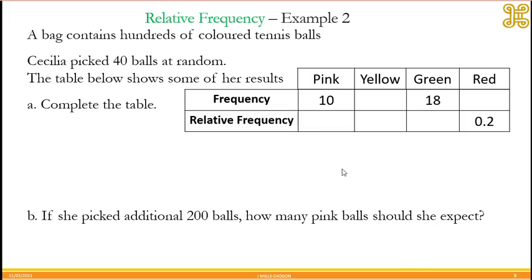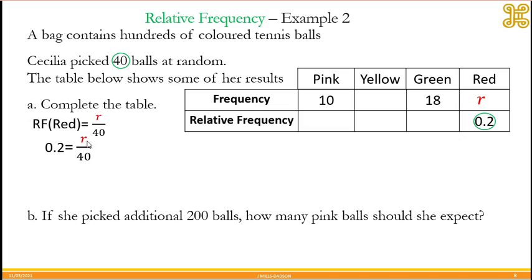So we're going to start working backwards. If you remember, relative frequency is always the frequency over the total number of frequency. So the frequency of red over 40 balls gives us 0.2. So let's call this R. So we are going to make a simple equation. R divided by 40 should equal 0.2. So relative frequency.